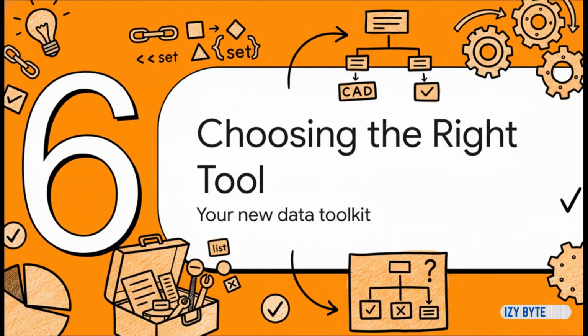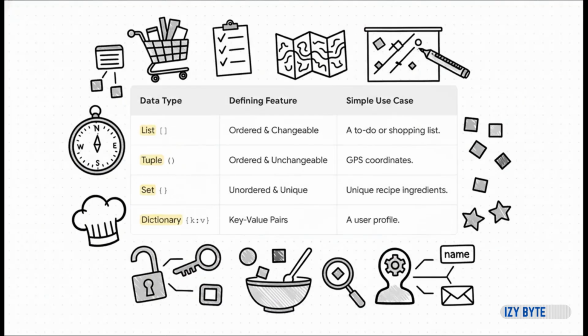All right, we've made it through all 4 of our main tools. We've seen the list, the tuple, the set, and the dictionary. So now, let's put it all together. I'm going to give you a quick and easy guide so you'll always know exactly which tool to reach for in your toolkit. Okay, think of this table as your ultimate cheat sheet.